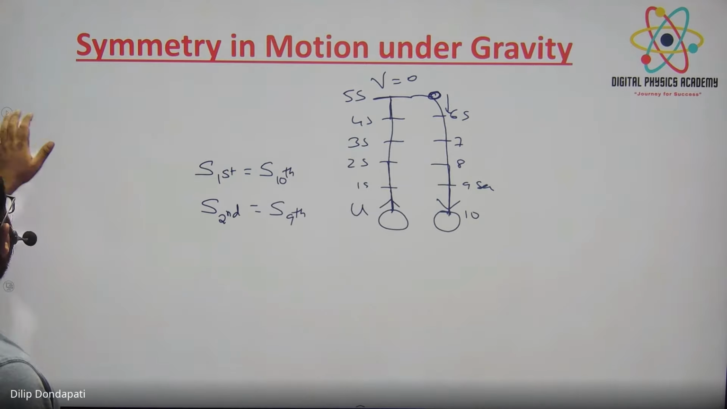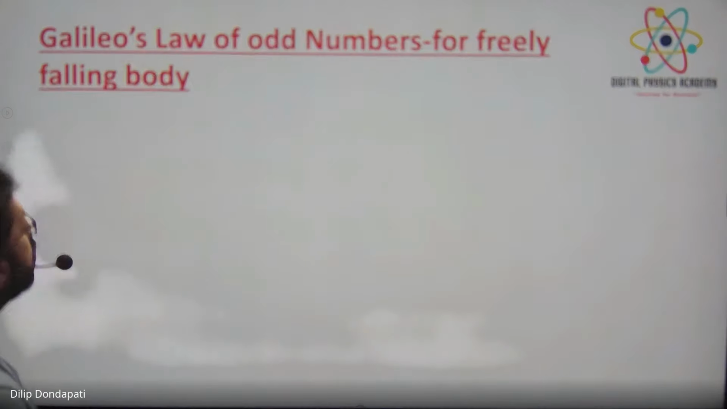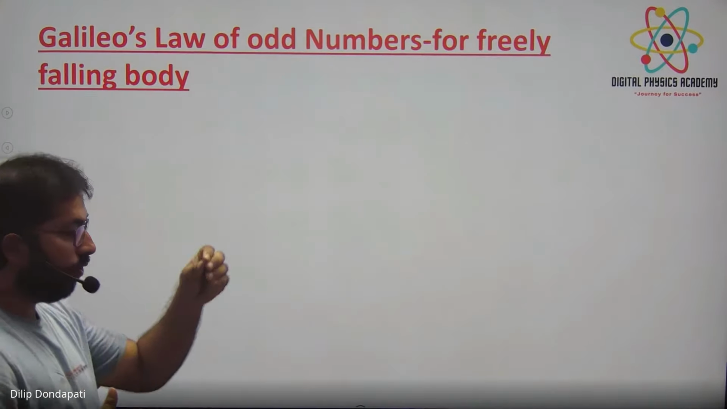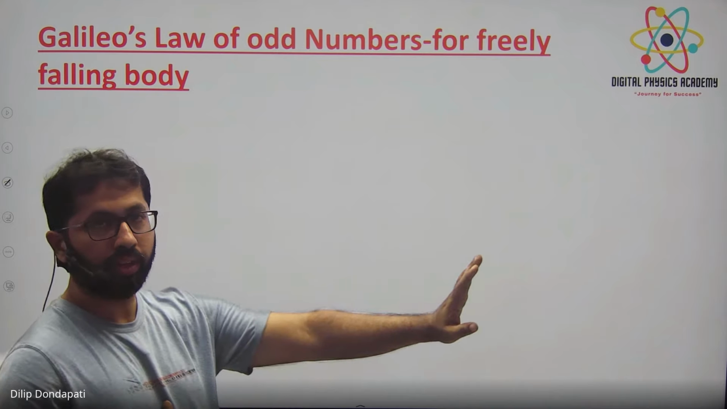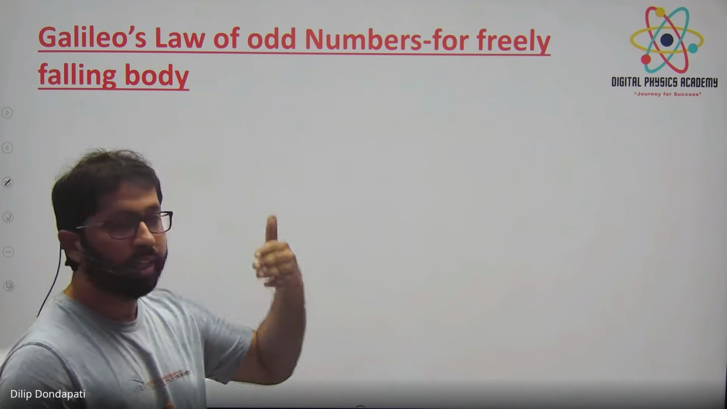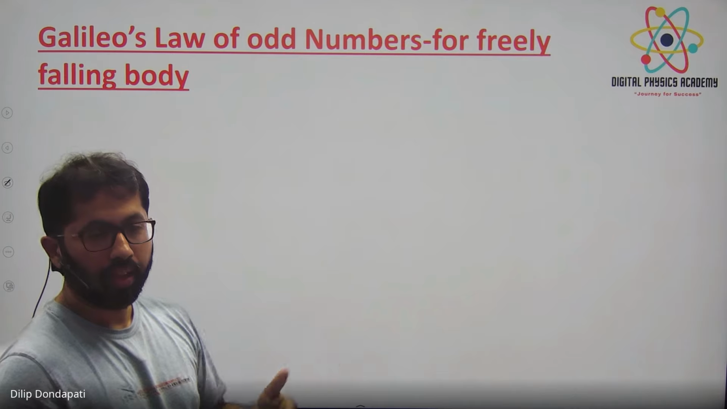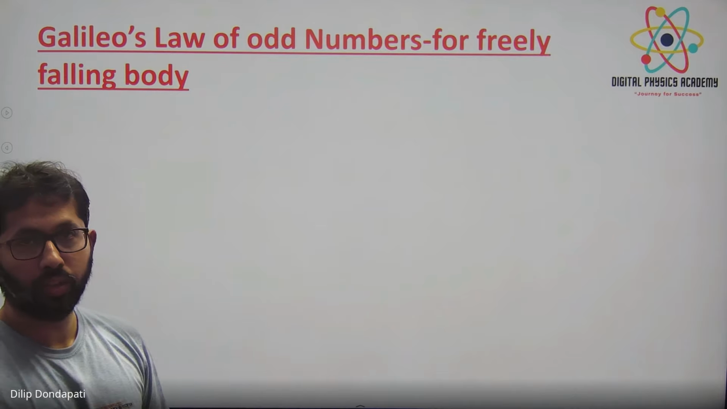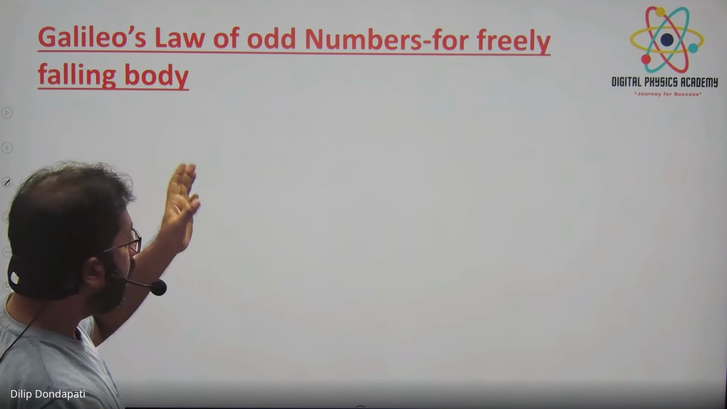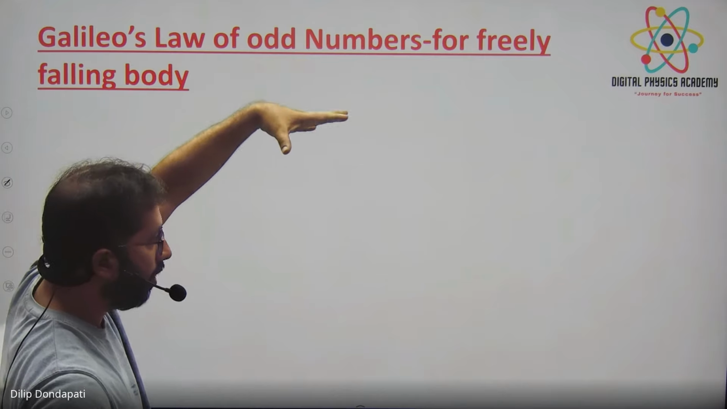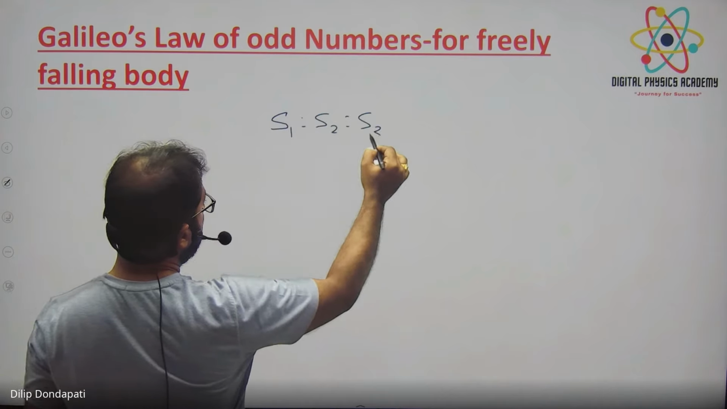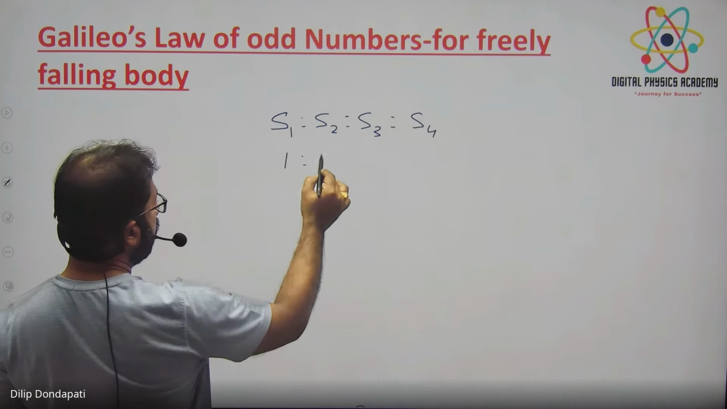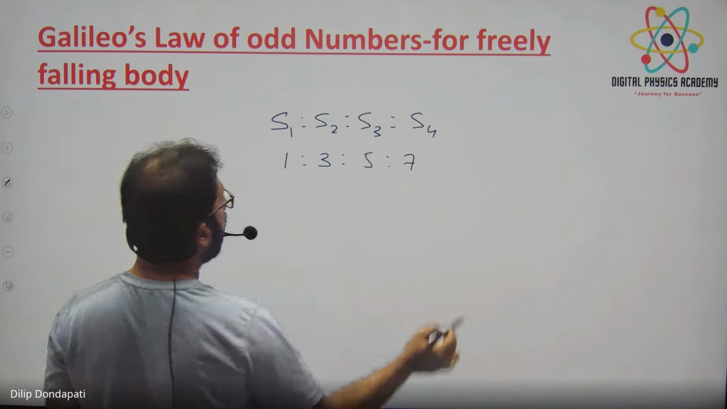Next. Last one is Galileo's law of odd numbers for a freely falling body. We already know that when an object starts at rest and moves with some velocity, the ratio S1, S2, S3 will be how much? Go back to the previous figure. S1, S2, S3 ratio will be in the ratio of, we studied last class, 1 is to 3 is to 5. Same thing. If a body is dropped from above, the successive distances S1 is to S2 is to S3 is to S4 will be 1 is to 3 is to 5 is to 7, odd numbers.